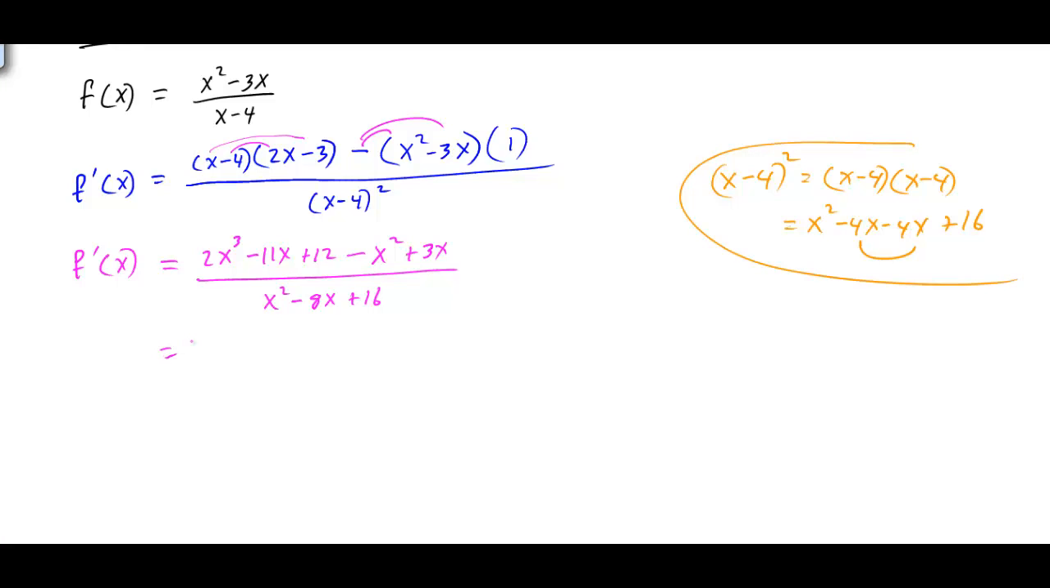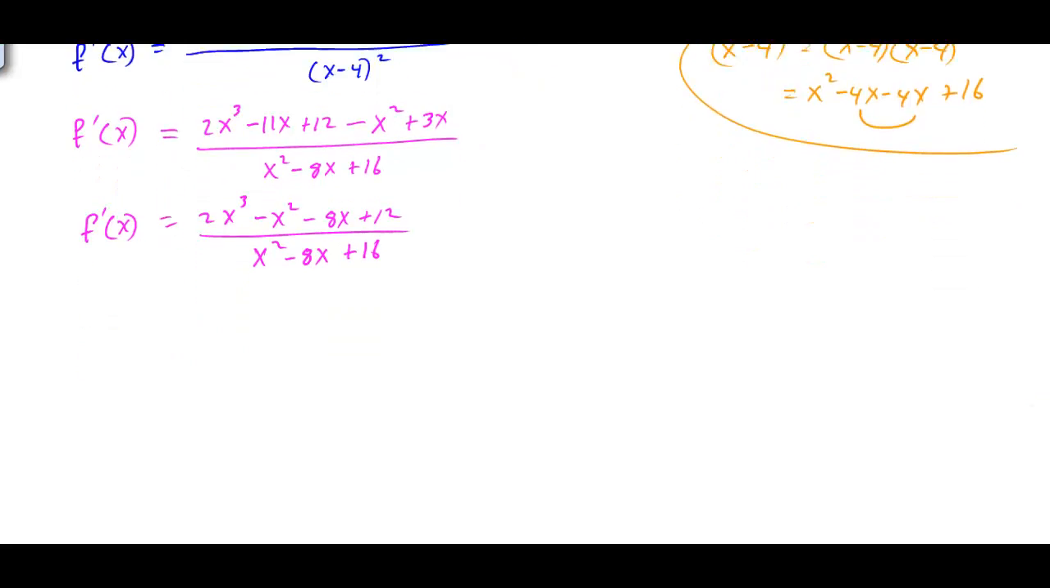And if we continue to combine our like terms, we have what? 2x cubed on top minus x squared. And then we have a negative 11x and 3x, so that's a negative 8x. And then the plus 12 all over the denominator. Okay, so at this point, we've pretty much simplified this expression as far as we can really go at this point.